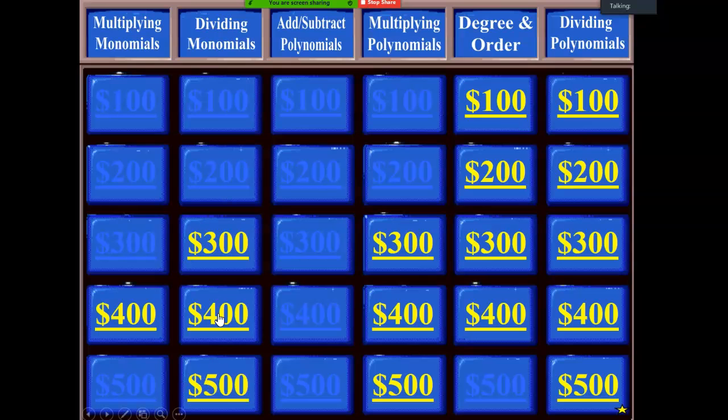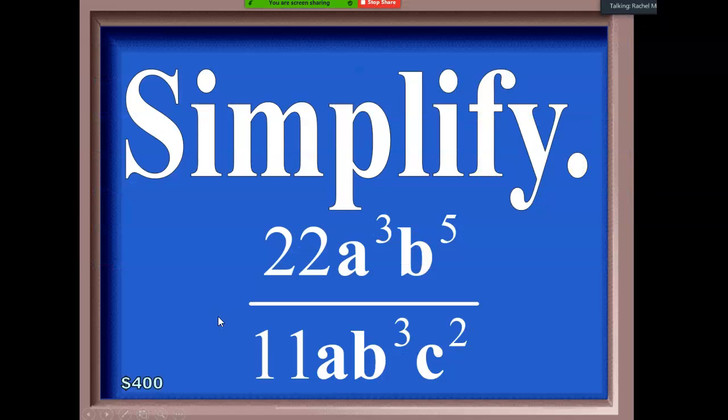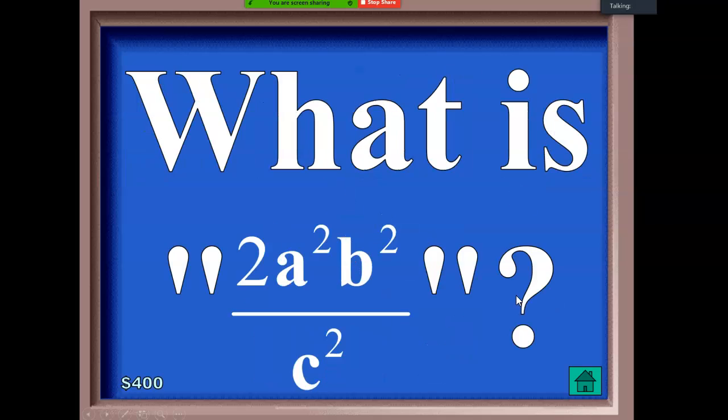All right, multiplying monomials, 400. Dividing monomials 400. That is correct. That was also correct. She beat you by a hair. It is 2a squared b squared all over c squared.